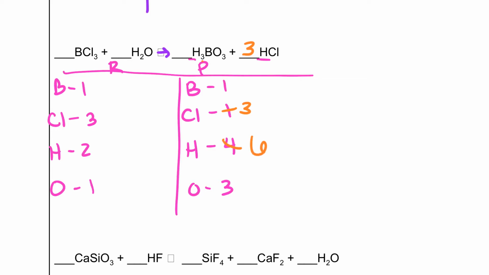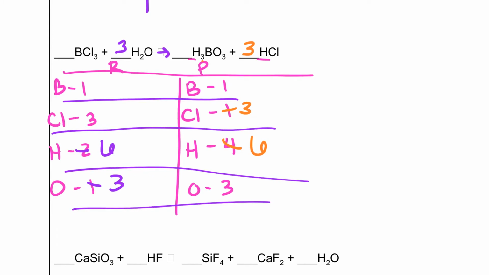And so I have 6 total hydrogens. Now over here, my borons are balanced, my chlorines are balanced, my hydrogens are not, and my oxygens are not. So what I have to do is put a 3 on my reactant side in front of my H2O. Then I get 6 total hydrogens and 3 total oxygens. And if I look straight across, the elements are the same on both sides. The atoms are the same number, and so therefore it is balanced.